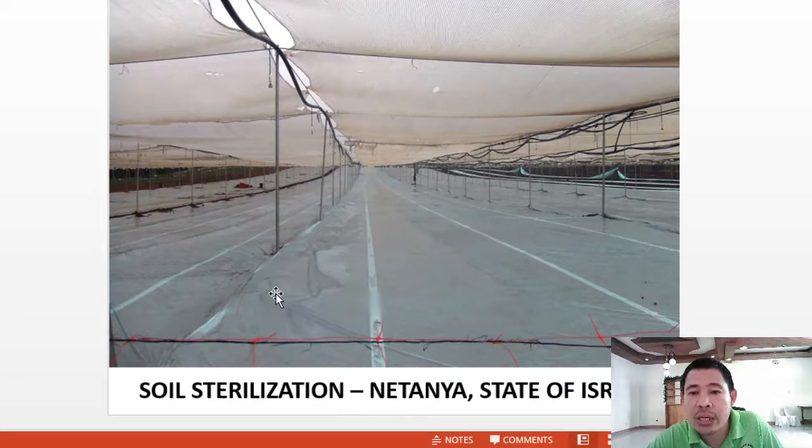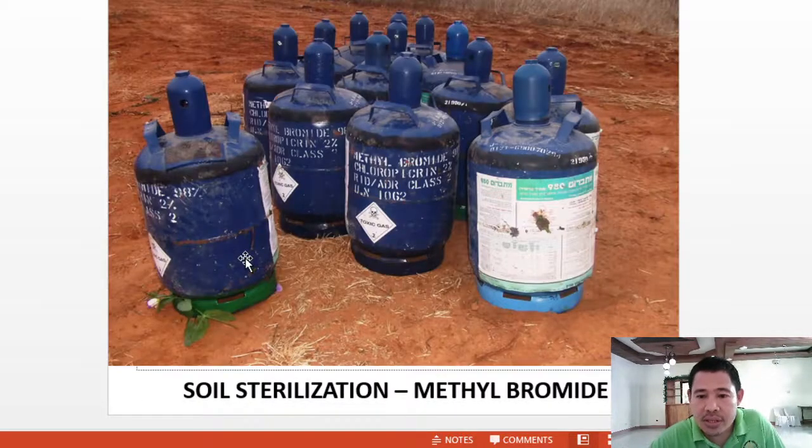This is to kill all the pathogens, the seeds of the weeds and other matters that may become a problem during planting or during the whole cycle. So this is the chemical, methyl bromide, being used in soil sterilization in Israel.